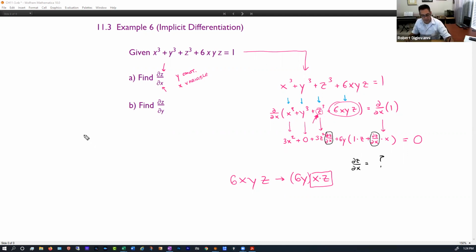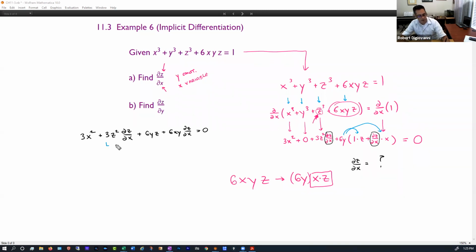Okay, so here's where I am. I've got 3x squared plus 3z squared partial z with respect to x plus, now on this 6y in front of the parentheses, I'm going to distribute the 6y through. So I'm going to have 6yz, and then plus, let me write it this way, 6xy partial z with respect to x equals 0. So that was just distribution of that through the parentheses and kind of rearranging things around.